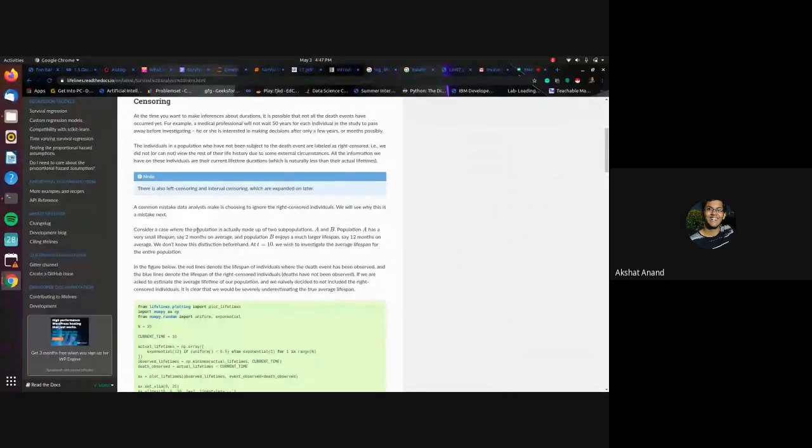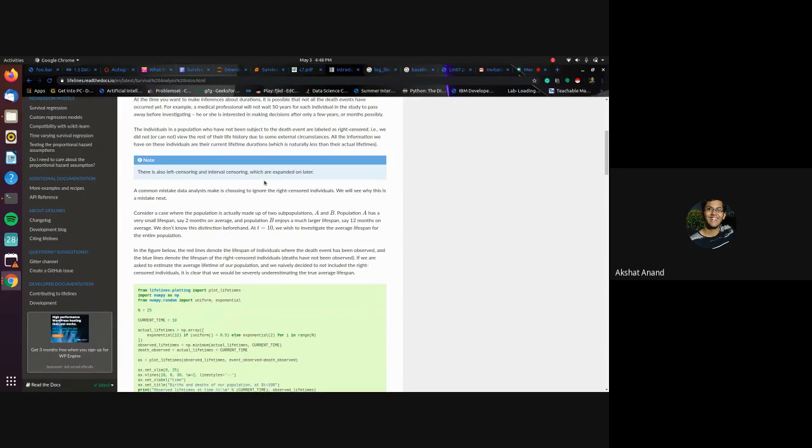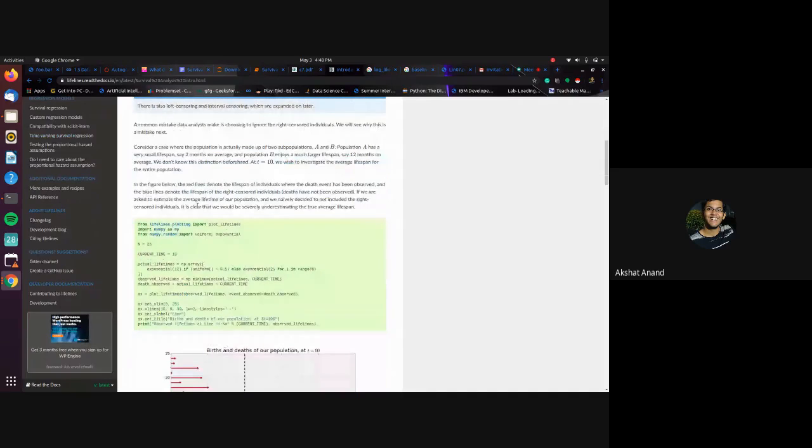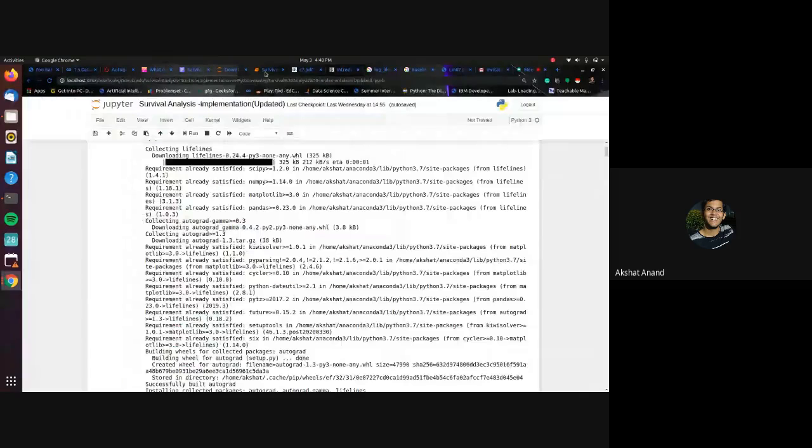So it's a very important topic, right censoring, because generally data analysts do not take the right censored data, which gives biased data. So we need to include the right censored data also. All the information we have on these individuals is their current lifetime duration. And here we take an example, but we will not discuss it here. We have discussed it on the board.